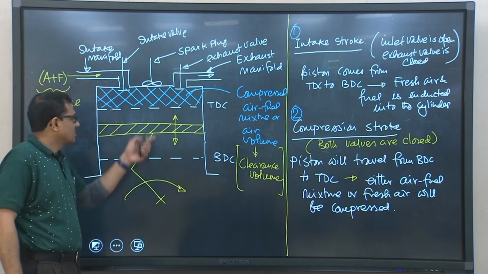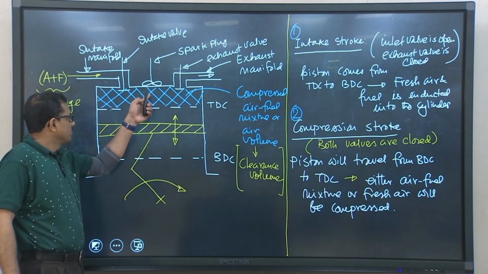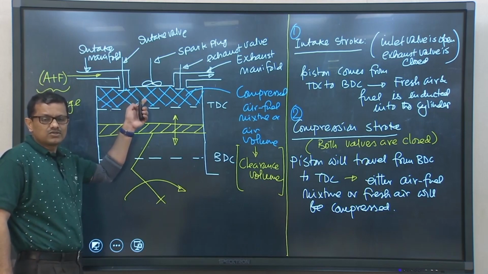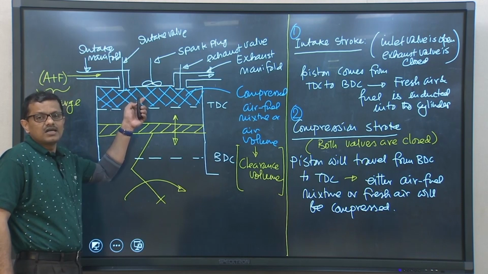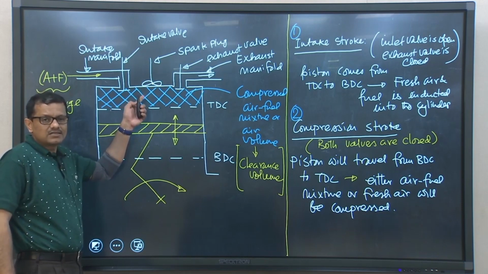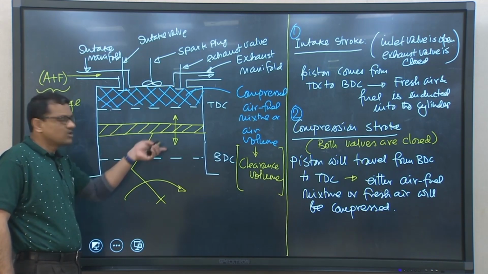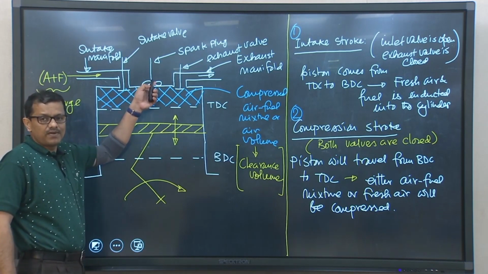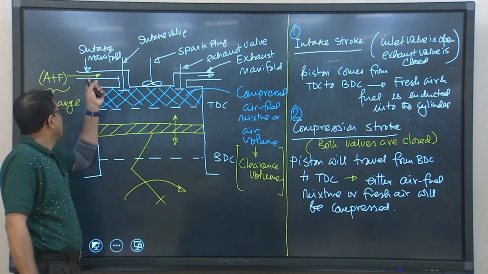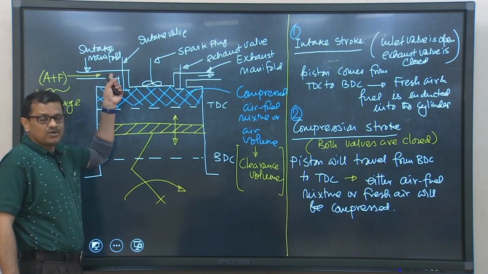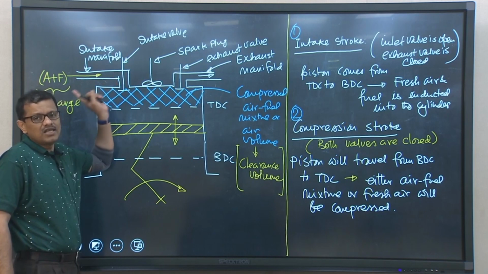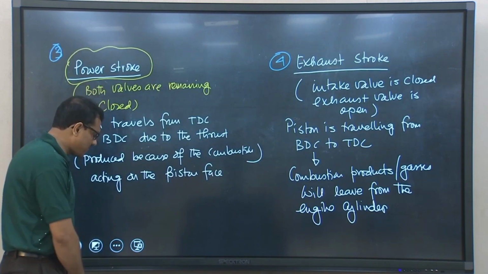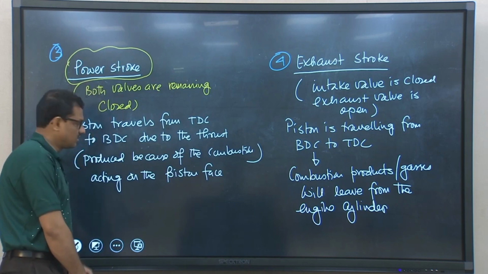Let me tell you once again, making use of this particular schematic, we have discussed 4 different strokes for an SI engine. These 4 strokes are the same even for the CI engine, provided the spark plug is replaced by a fuel nozzle and the intake manifold supplies only fresh air. Now, these are the 4 different strokes we have identified. So, what about a 2-stroke engine?